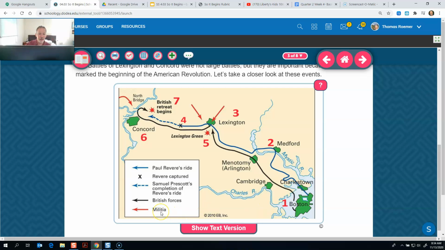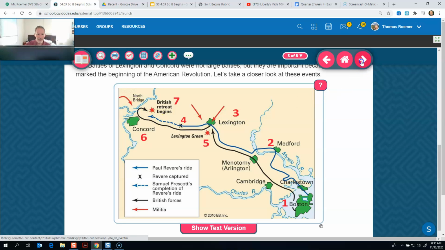And then you have the militia, which are the troops from the colonies. They didn't have an organized army per se. It was more like farmers and people with weapons and maybe people who had fought in the French and Indian War as well. So they were experienced, but they weren't really organized yet. So you can see them coming in to the battles here.